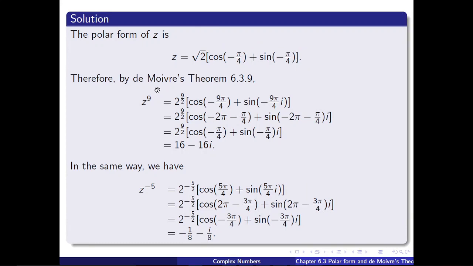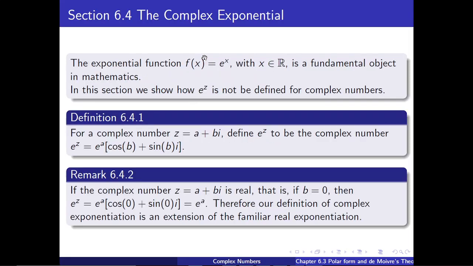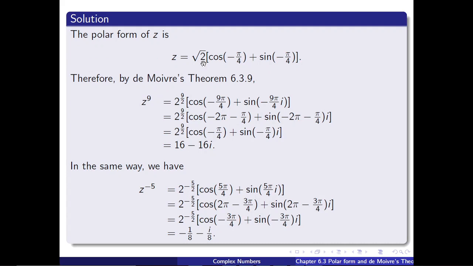Now therefore, by de Moivre's theorem, which is theorem 6.3.9, z to the 9 becomes 2 to the half, to the power 9, so we just say 2 to the half times 9, and then we get that. And then inside we also multiply 9 by the angle inside there, and then we get minus 9 pi over 4, like that.